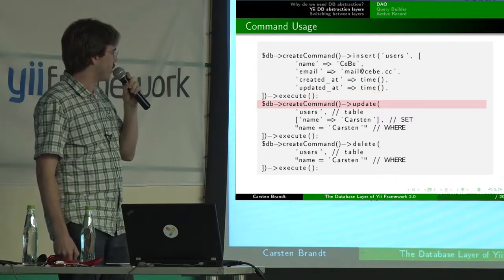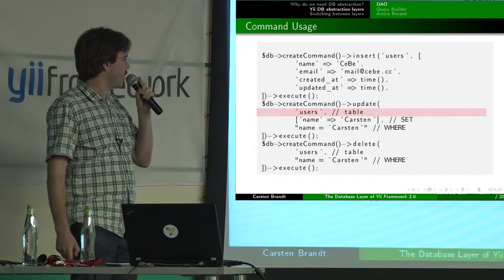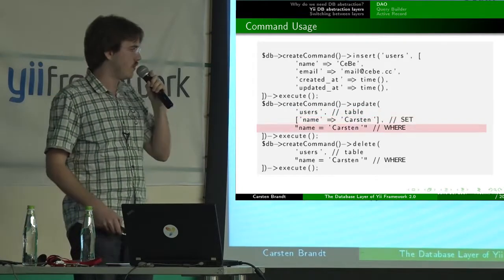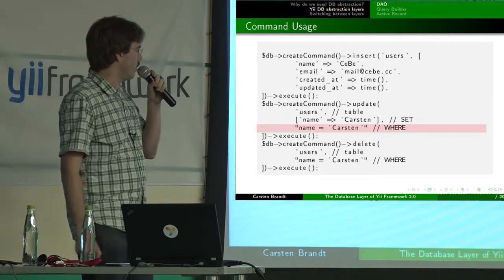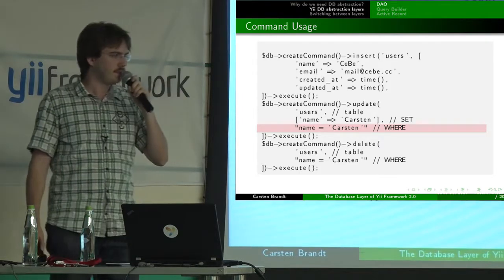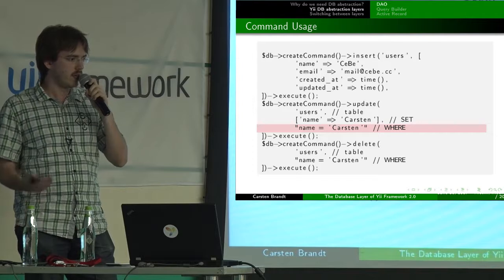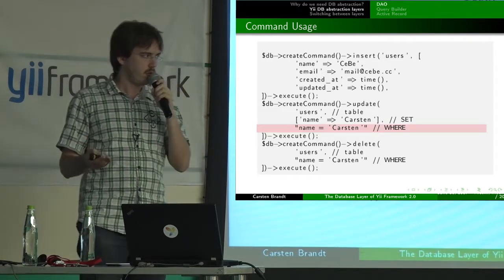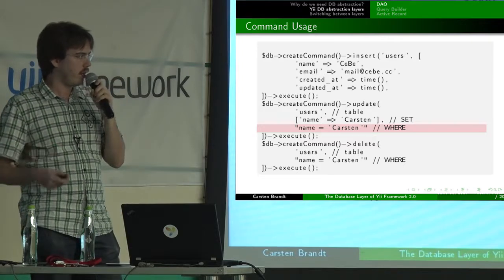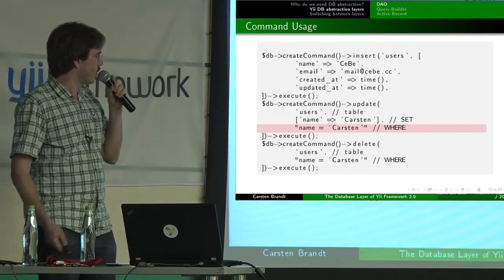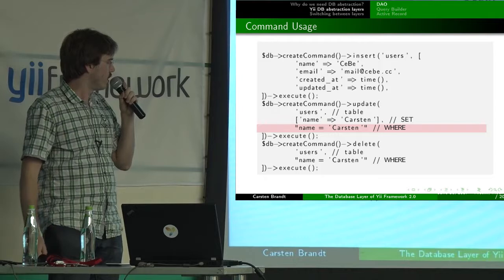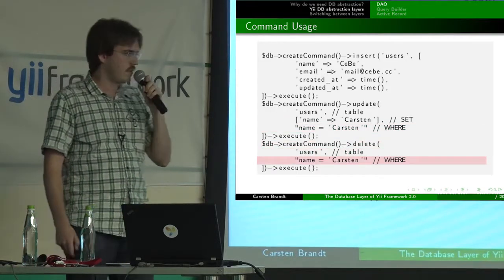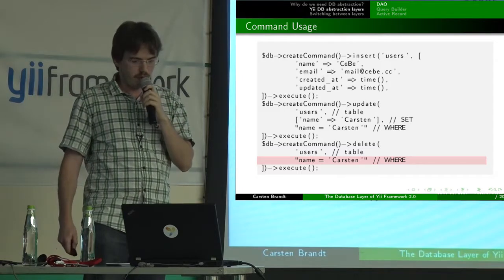Update is basically the same. We have a table, then the data we want to update, and the condition for selecting the record. Here we can use just plain strings to write the where condition, but we can also already use other code from the upper layer, which I will explain later. That's also possible to use here. And the same with delete. We have a users table and specify the name for the record we want to delete.